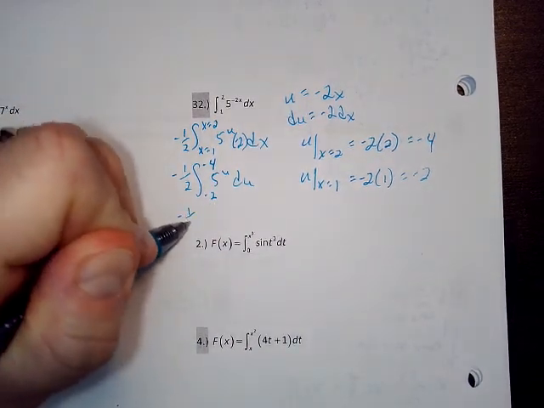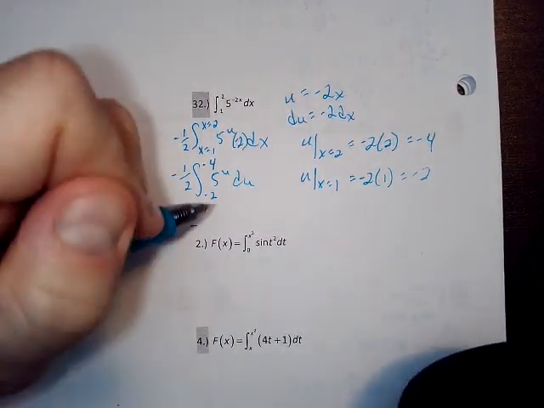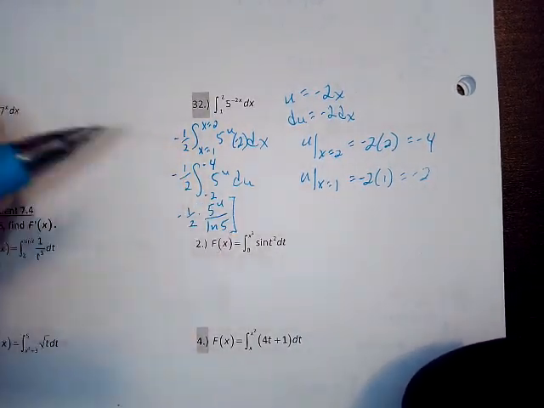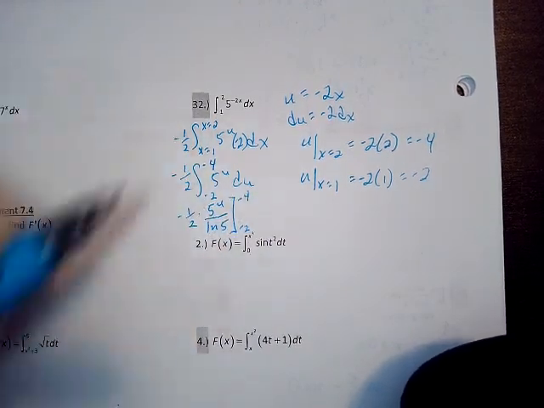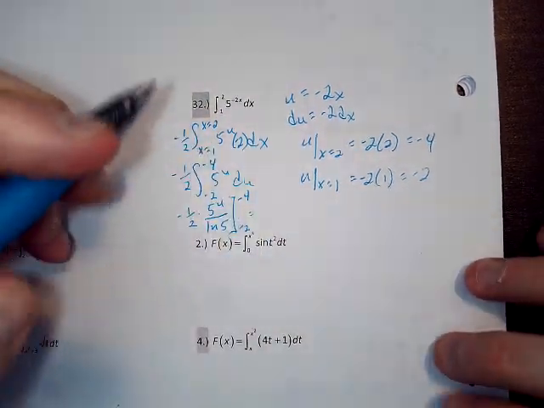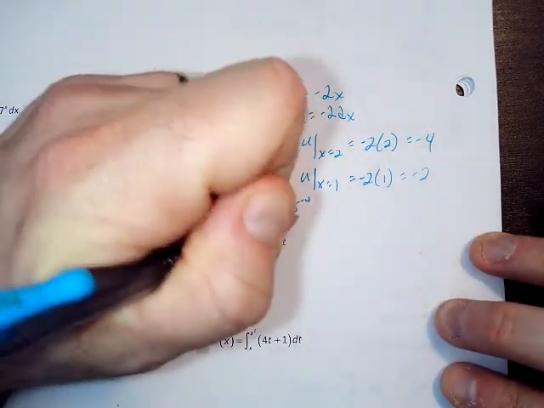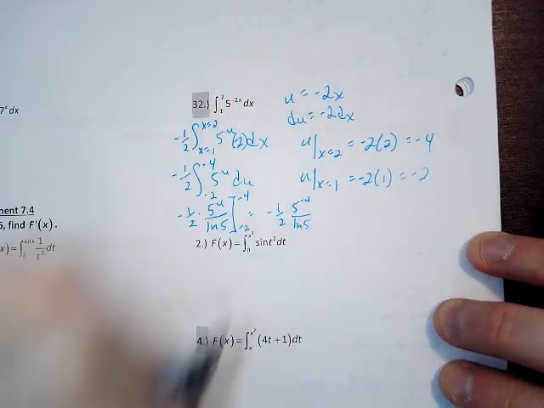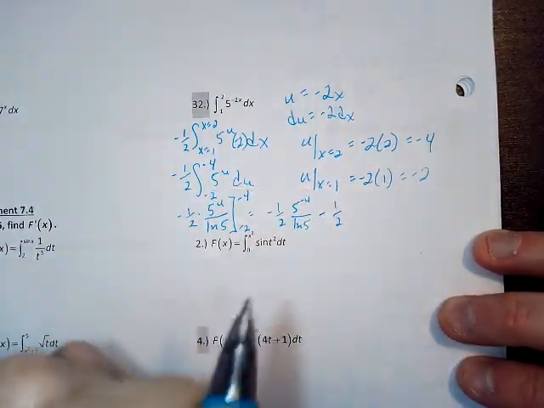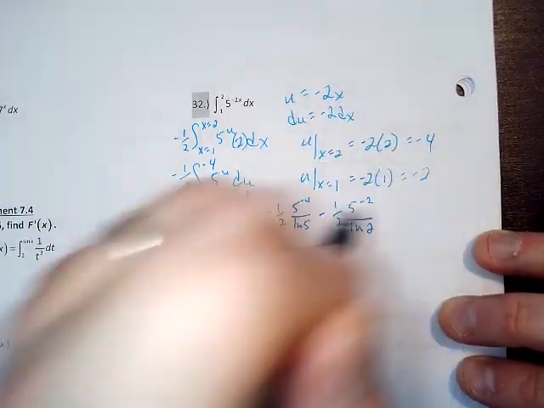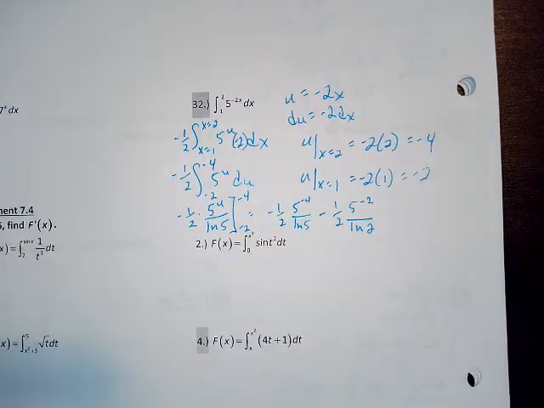All right, so negative 1/2 integral of 5 to the u. That would be 5 to the u over the natural log of 5, and then evaluate from negative 2 to negative 4. So now I have negative 1/2 times 5 to the negative 4th divided by the natural log of 5, minus negative 1/2 times 5 to the negative 2nd over the natural log of 2. All right, and so that is my value, and now I just need to work on simplifying that to match up to my answer.